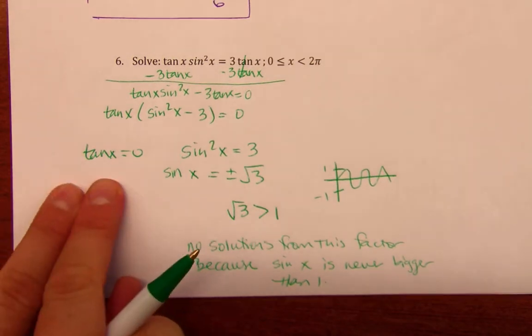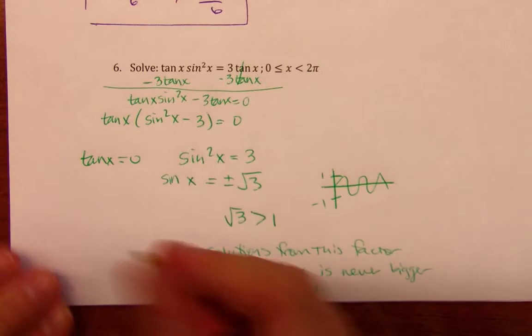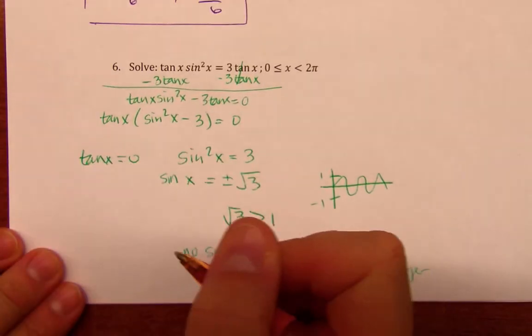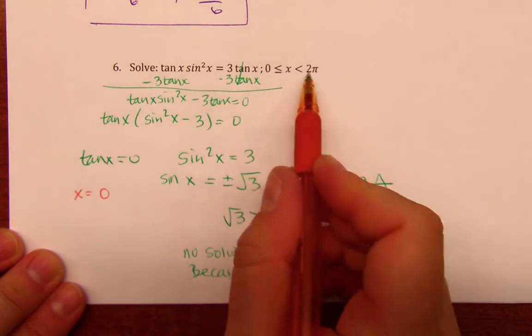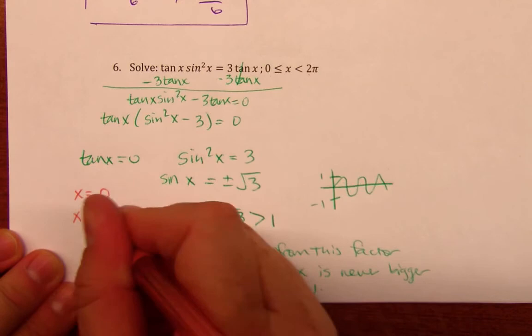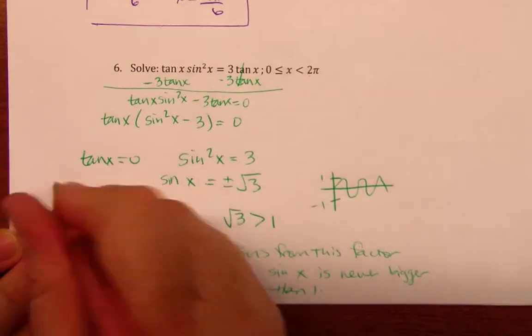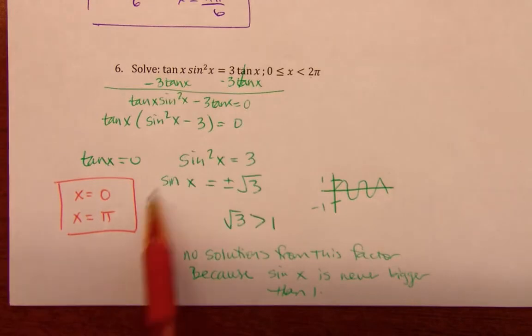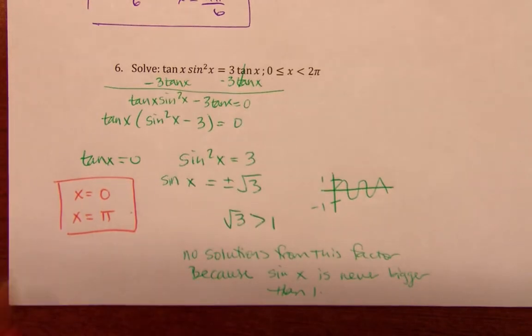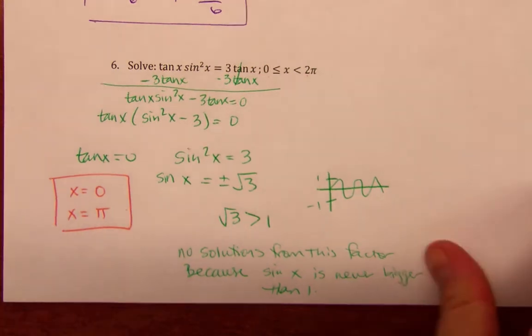Now, this one, we are going to get solutions. And so tangent equals 0 at x equals 0. And because we're going all the way to 2 pi, it also equals it at pi. Now, if in the very beginning I had divided by tangent on both sides, I would have missed out on these solutions. I wouldn't have gotten them because tangent would have been gone. And so what you might have said is that there were no solutions, but that's not true. There are 2 solutions here. Let's go ahead and move on to the next page.